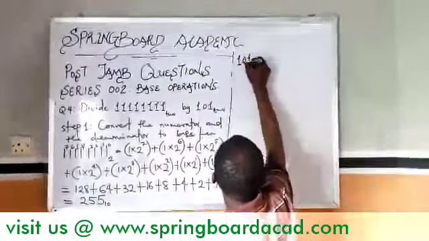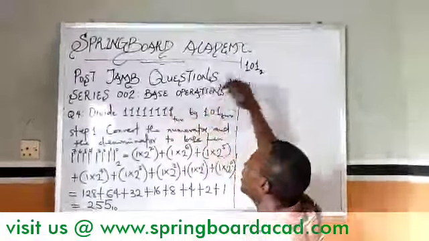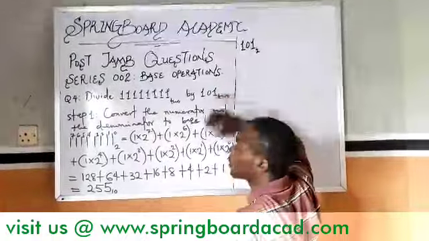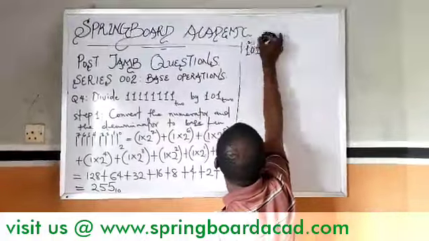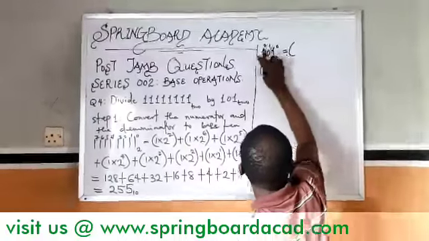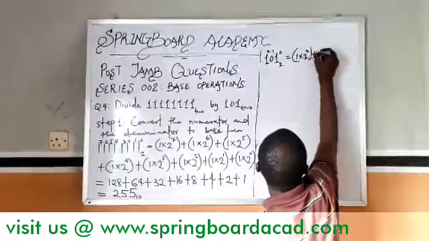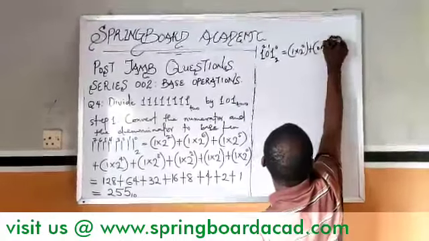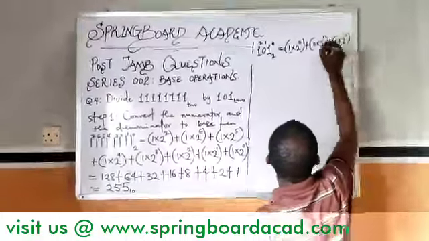1, 0, 1 in base 2. We want to convert to base 10. Let's do the same thing, ascribing powers. You have 0, 1, 2. Now let's begin to evaluate. You start with this: 1 times 2 raised to the power 2, plus 0 times 2 raised to the power 1, plus 1 times 2 raised to the power 0.